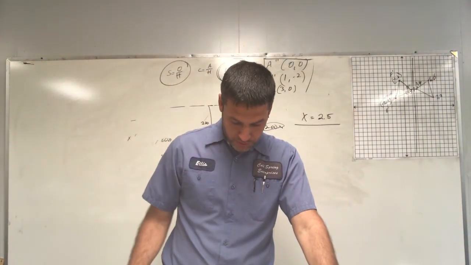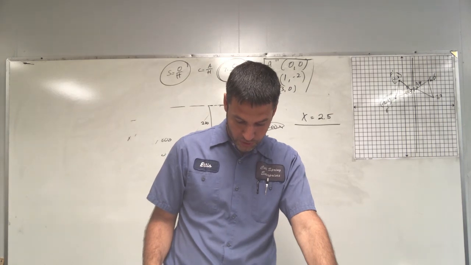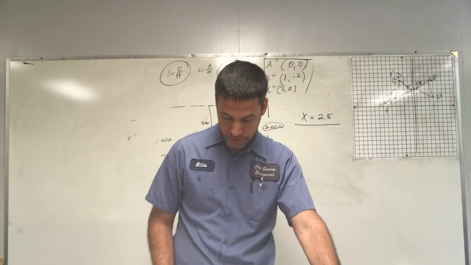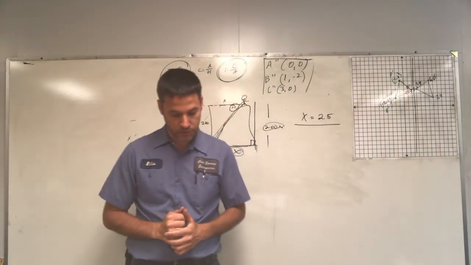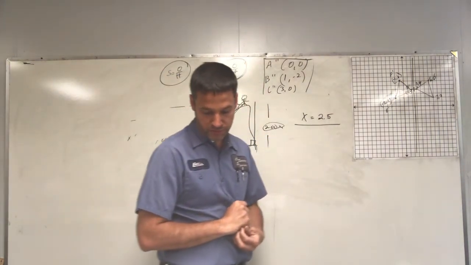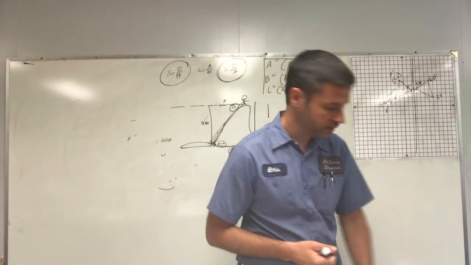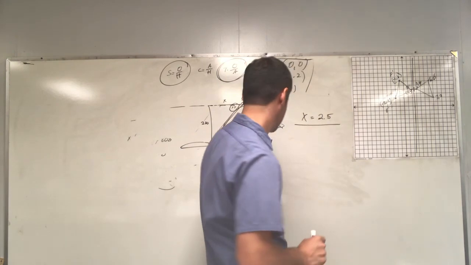Number 19. Reflect PQRS across the line y equals x. And that is the drawing that's given. So PQRS reflected across line y equals x. And I'll just draw it quickly here.